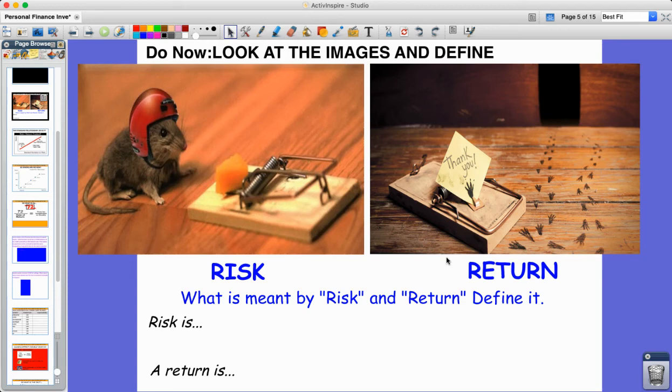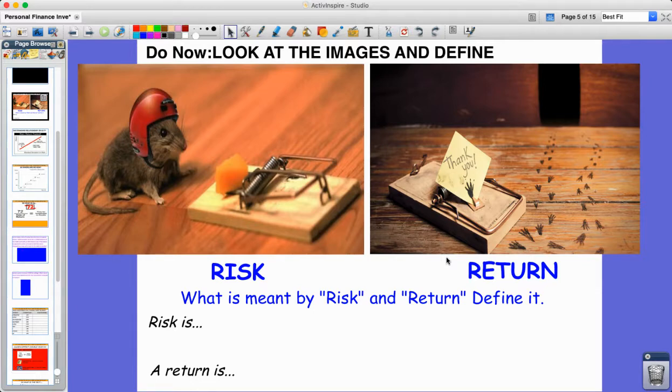was your do now, and the do now asks you to look at the images and define. So let's go over that real quick. The do now asks you to define the terms risk and return, and those two ideas are really very well depicted here when it comes to personal finance in these images, okay? So a risk is a chance. When you make a decision to invest your money or not invest your money, you take a risk.